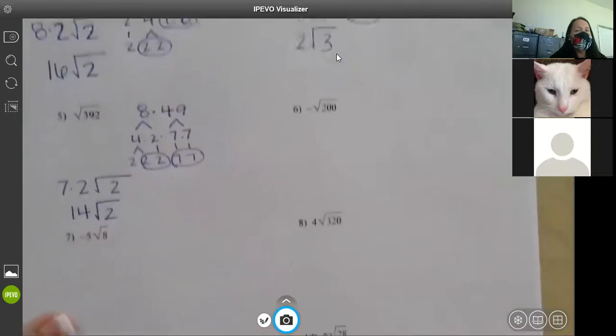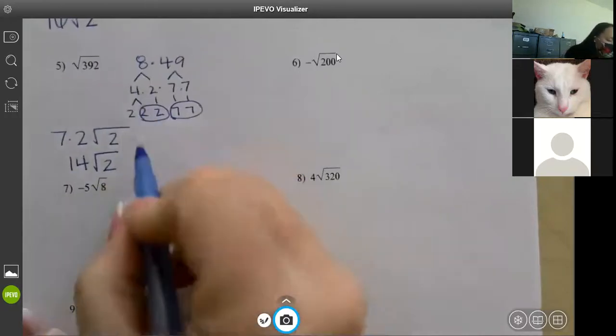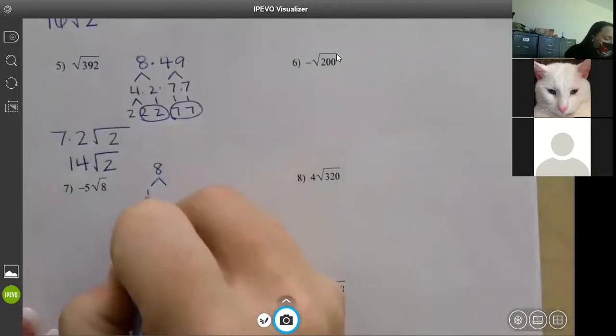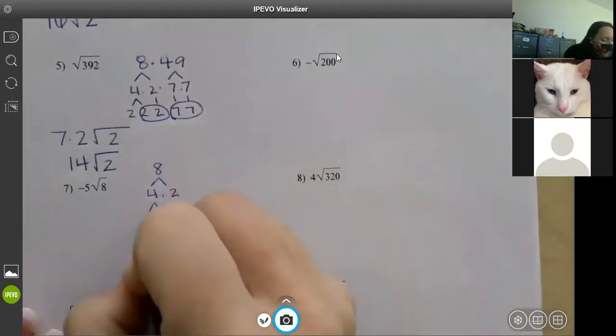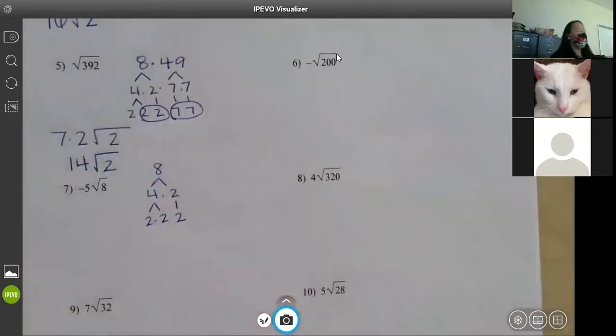I'm going to move down to number 7 real fast. Number 7. All right, so work with that square root. What does 8 break into? 4 and 2. 4 breaks into 2 and 2. Is everybody okay with that breakdown?